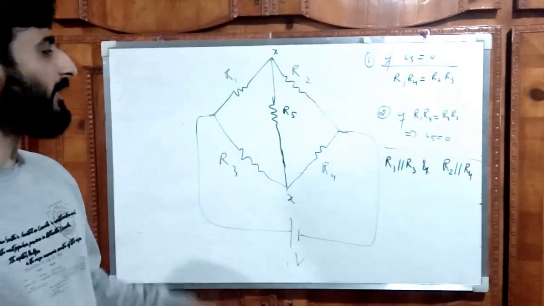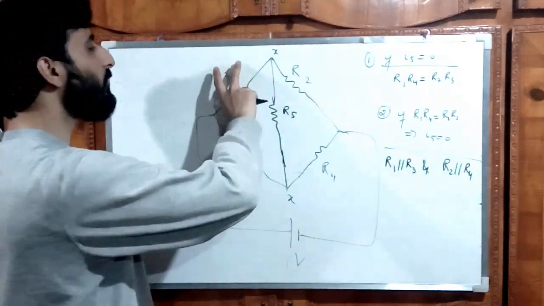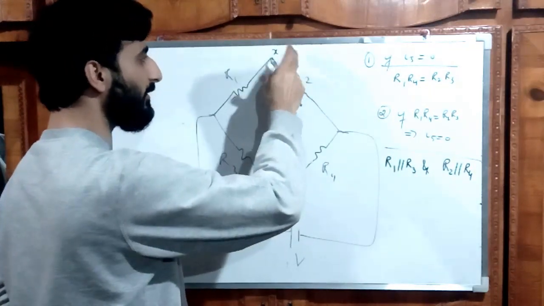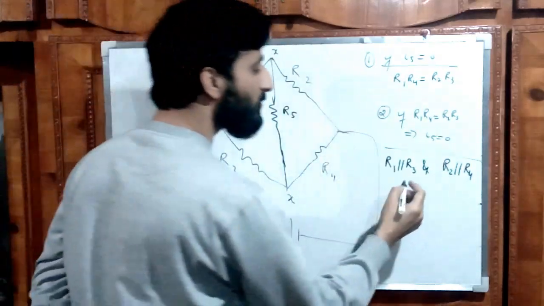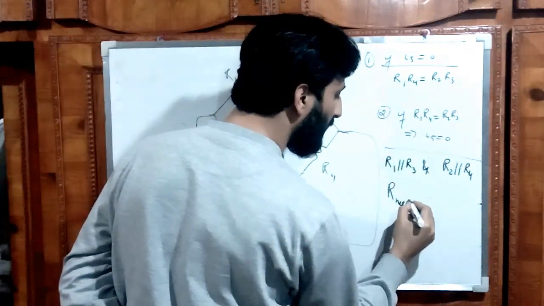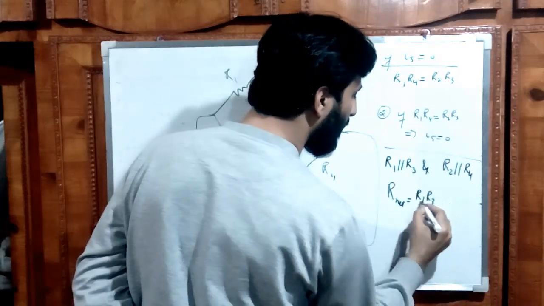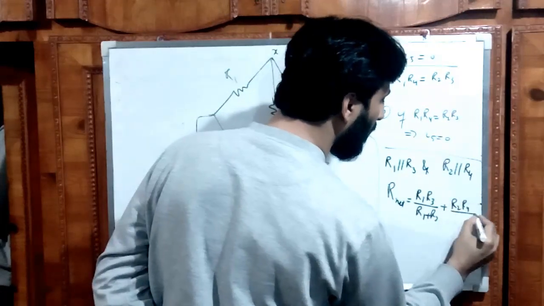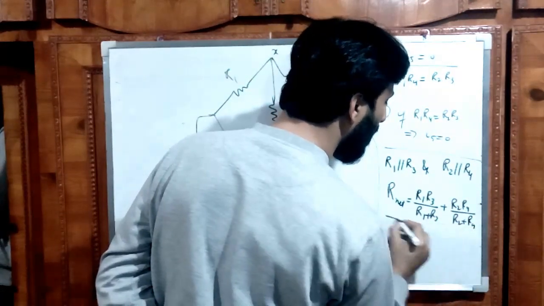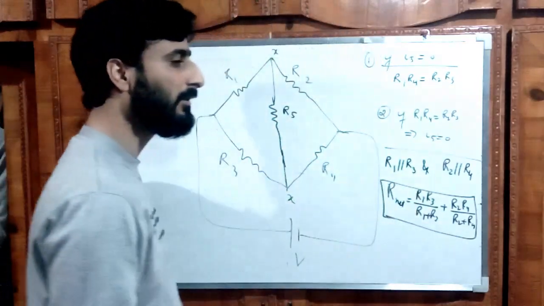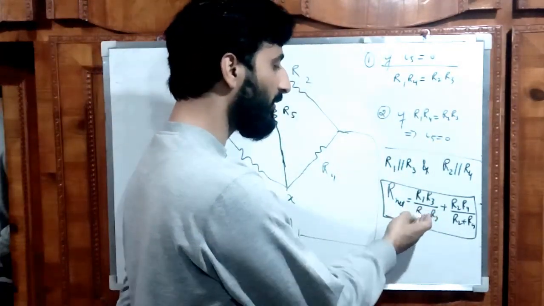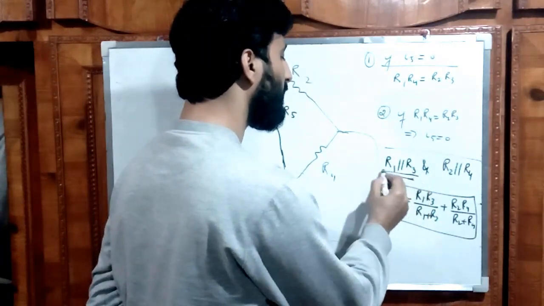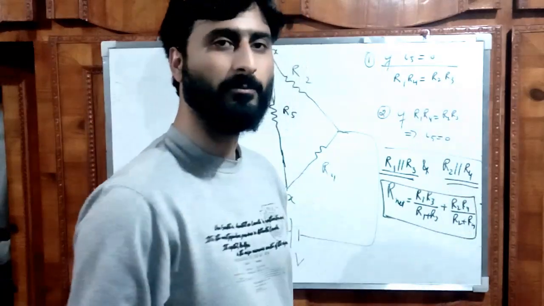If we are asked to find the net resistance of the circuit, these two are in parallel and these two are in parallel, and combined, these two results are in series. So I would say the net resistance of the circuit will be equal to R1 R3 over R1 plus R3, plus R2 R4 over R2 plus R4. So you do not need to remember this equation, but understanding how we got this equation, that's very important.